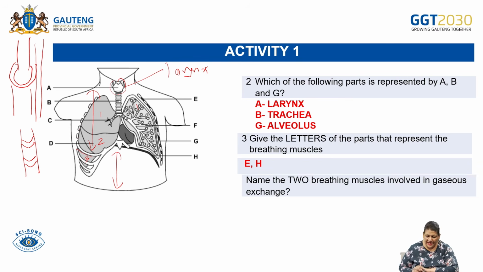Okay. Name the two breathing muscles involved in gaseous exchange. So here we had to identify the breathing muscles. So that was E and that was H. You identified it by giving the letters only. Now they want you to name it. What are the breathing muscles? It is H, the diaphragm, and E, the intercostal muscles.